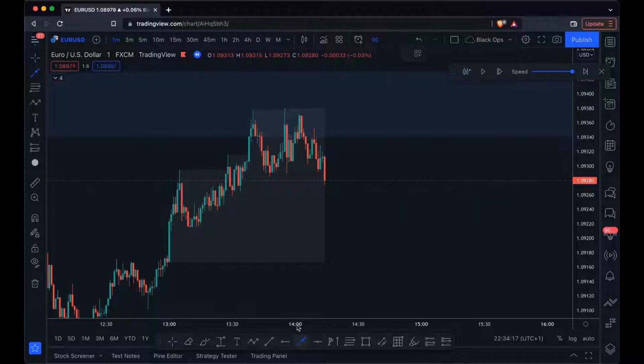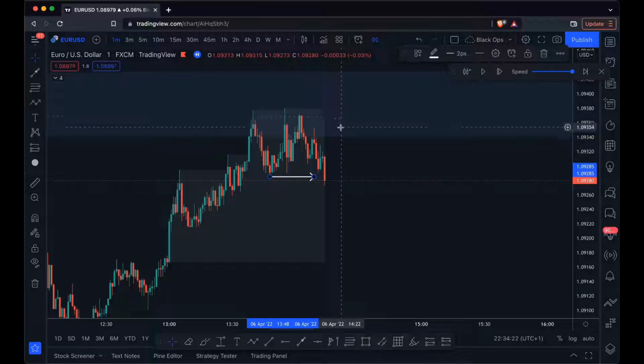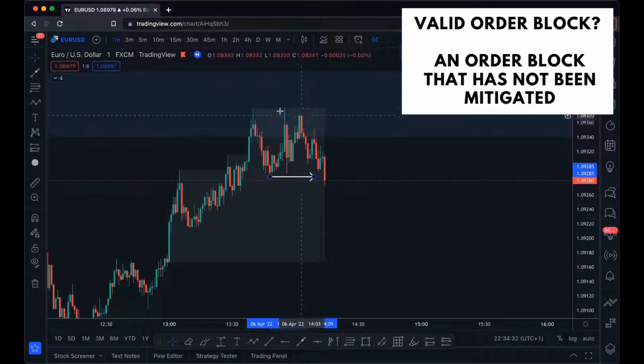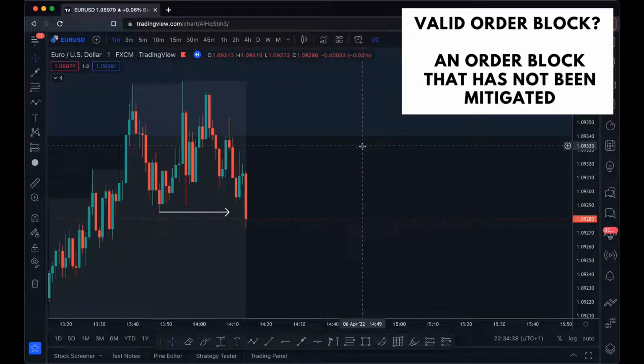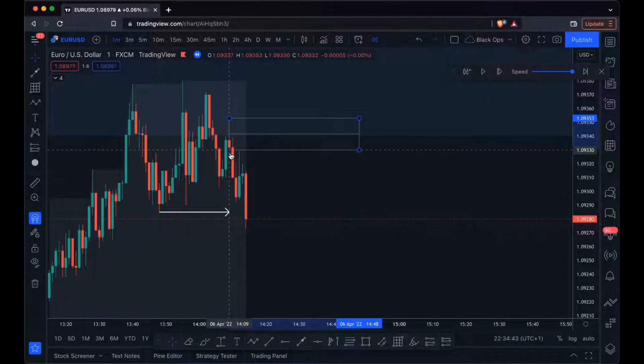So now looking at this, we got the breaker structure over here, and all we were waiting for was a retracement back up into this area. Now looking for order blocks that were valid, we can see we have this one over here. As we can see, price hasn't mitigated this order block yet. It came very close, but it hasn't. So my eyes were on this over here.